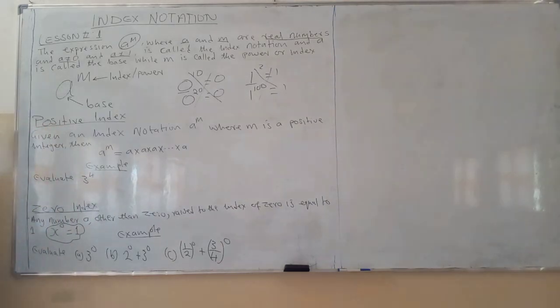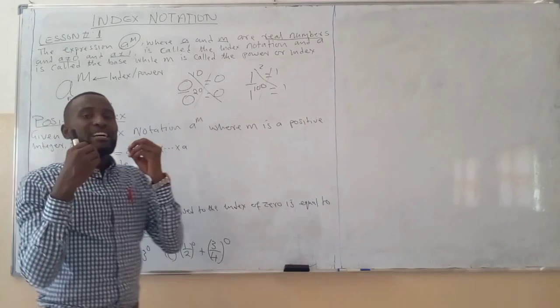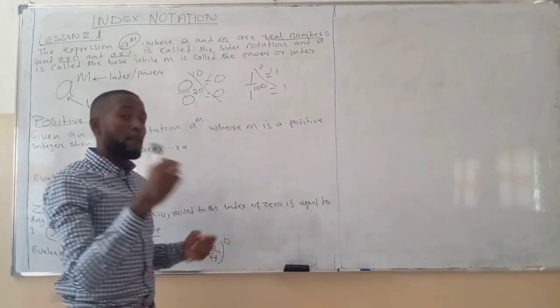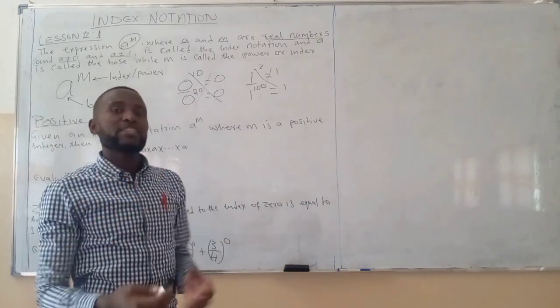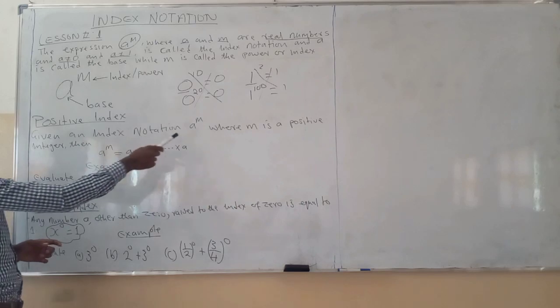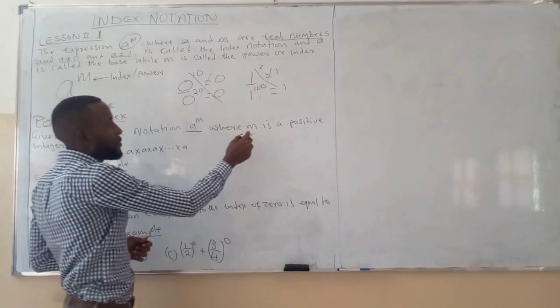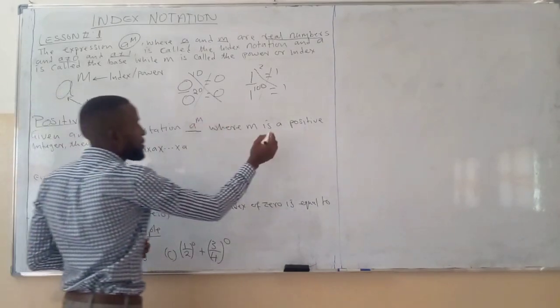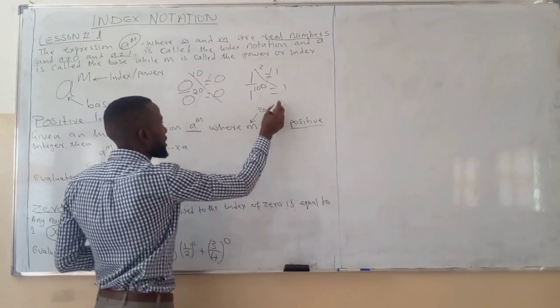Now let us come to the positive index. You know, the index is the power. So we are simply talking of the power which is a positive one, not a negative power. When we go to grade 10, we shall definitely look at the negative index as well. But for now, in grade 9, we shall only focus on positive index. Now, given an index notation, a to power m, where m is a positive index. Remember, m is a power. This m simply stands for the power, or you can say index.